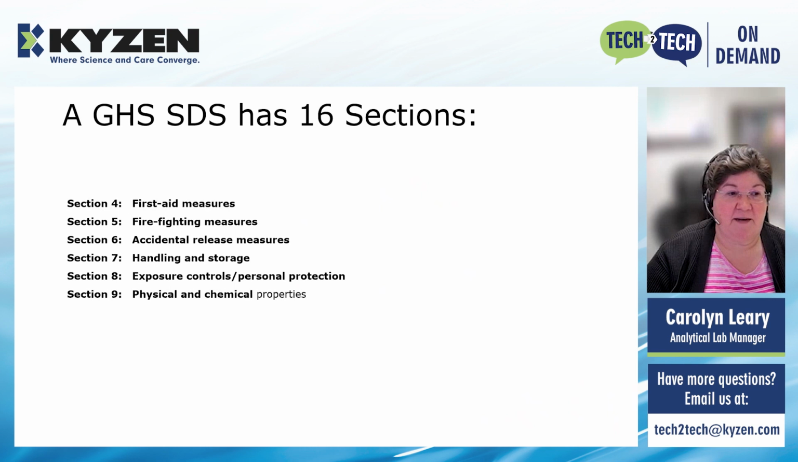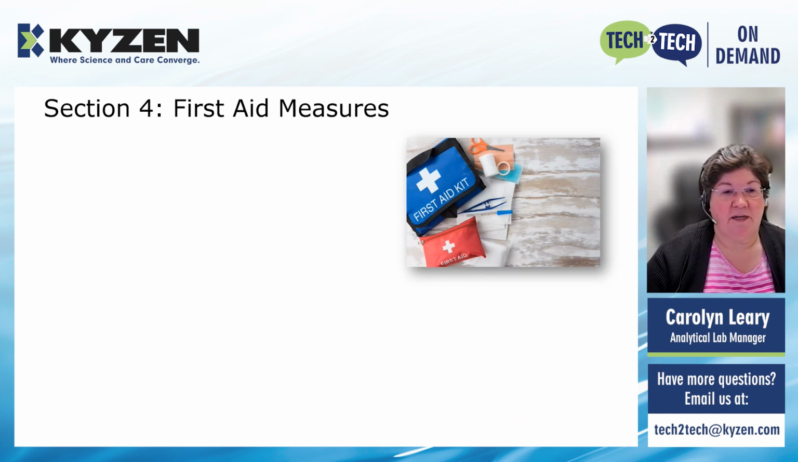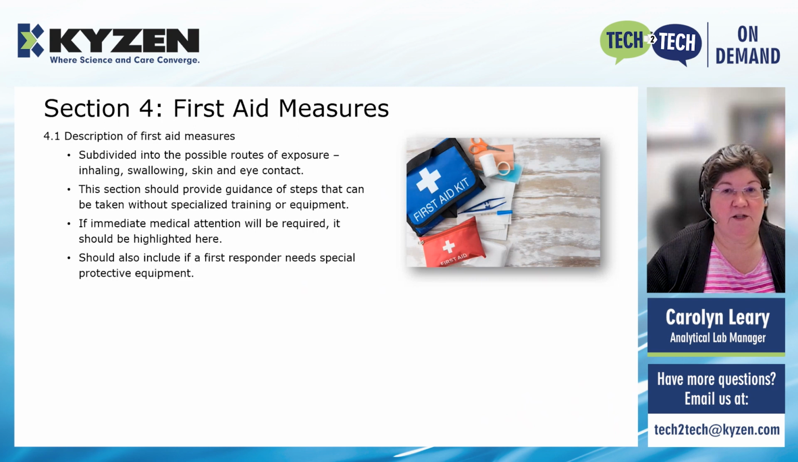These include first aid measures, firefighting, accidental release measures, how to handle and store it, exposure controls or personal protection, and physical chemical properties. So let's dig into these a little bit more. Section 4 are first aid measures. Now here, it's going to start out with things that can be done by the first person on the scene in case of an exposure.